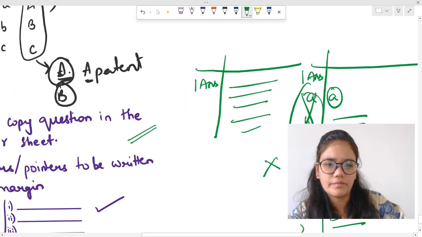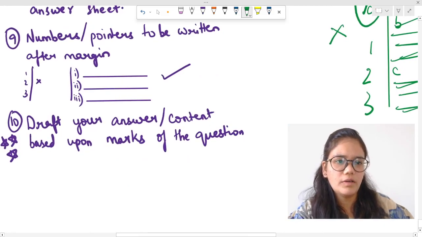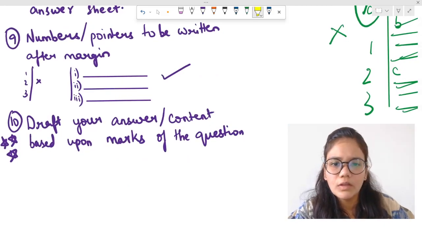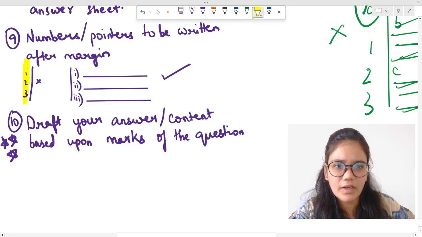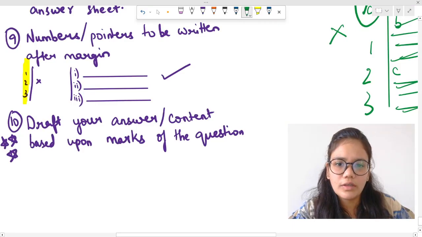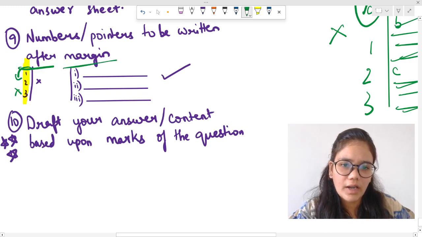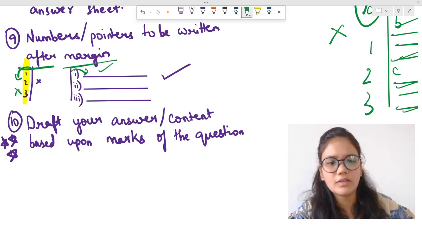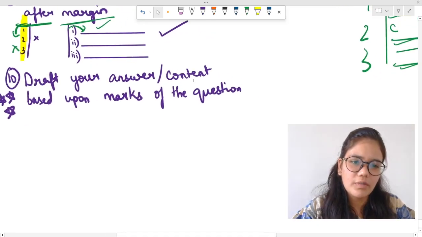And last, so I was talking about this part कि ये जो 1 2 3 लेफ्ट साइड आ रही मार्जिन के टूवर्ड्स the left और the margin, ये नहीं करना है. This is your right side of the margin, यहाँ पे करना. Next, draft your answer or content based upon marks of question.